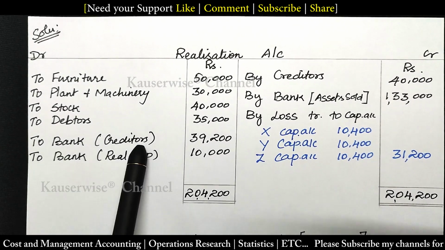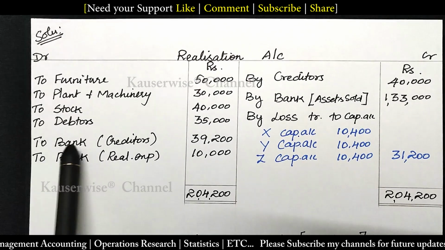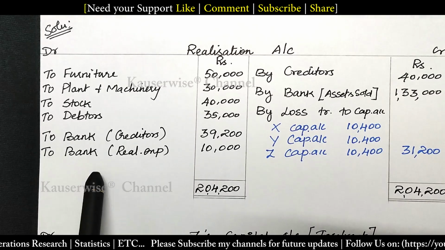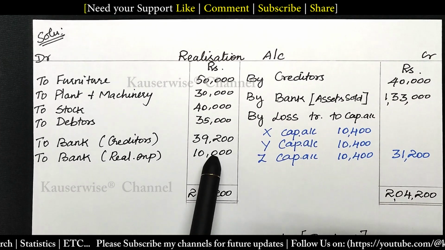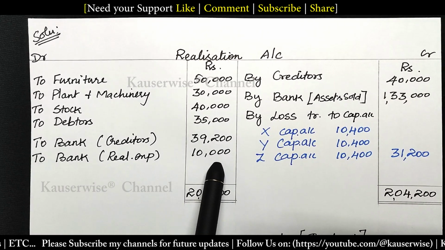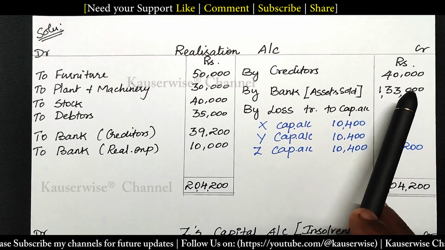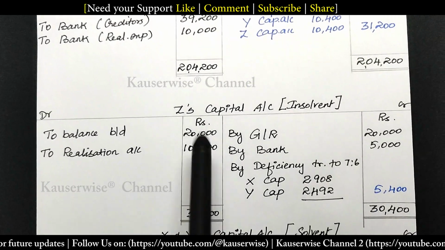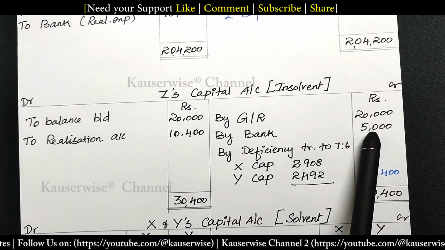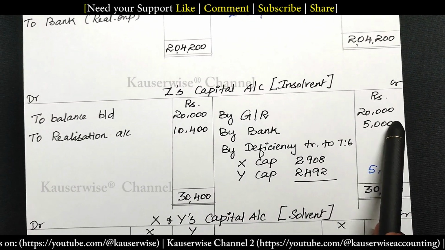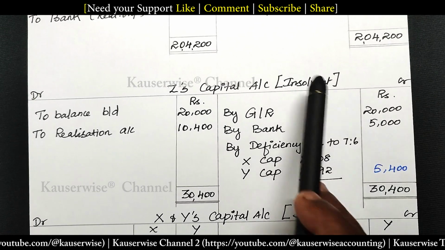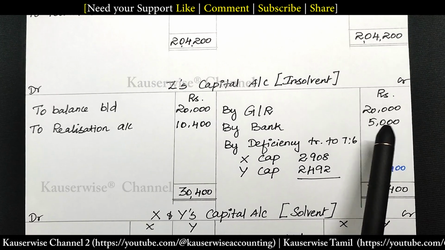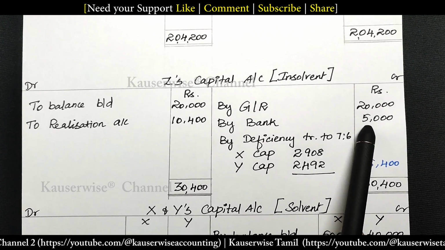And on the debit side, they have given creditors, that is the payment made to creditors, and realization expense paid. These are the two transactions related to bank. These are the payments, so we need to enter them on the credit side of the bank account. This one is receipts and these are the payments. Now see Z's capital account. Here we have by bank 5,000. This is the amount contributed by the insolvent partner, which is given in the adjustment. So this will be entered on the debit side, that is the receipt side of the bank account.